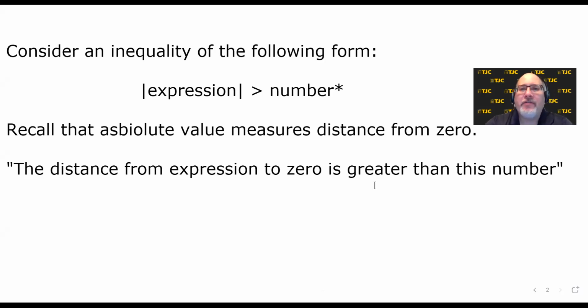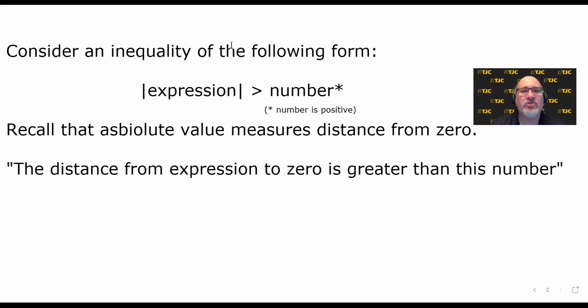Consider an inequality of the following form. Absolute value of expression is greater than a number. And there's that asterisk again, and you probably remember what that asterisk meant before. But in case you didn't, I'll remind you, this asterisk means that this number is positive. Greater than 0, if you will, but it means the same thing. Positive means greater than 0. And we'll look at the case where it's 0 and where it's negative in the next video.